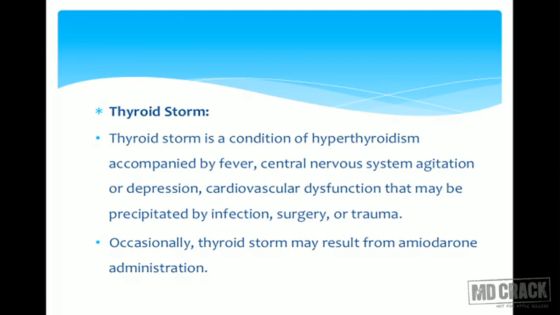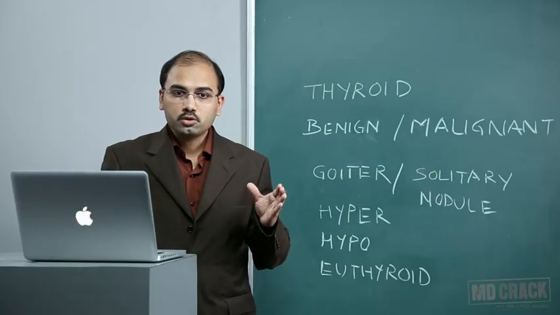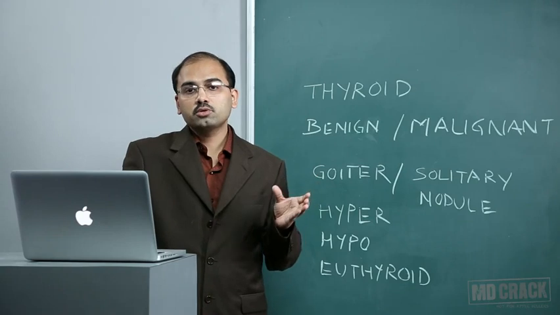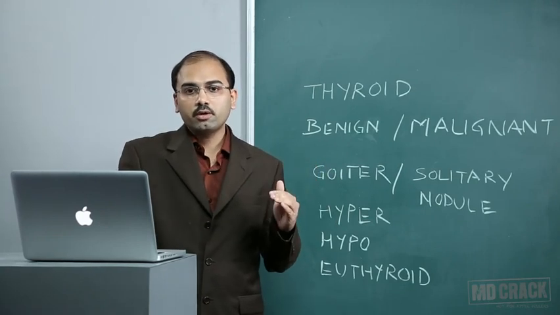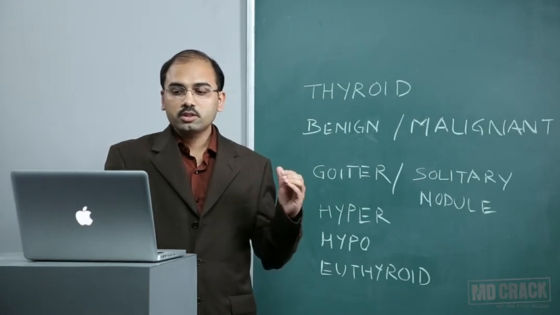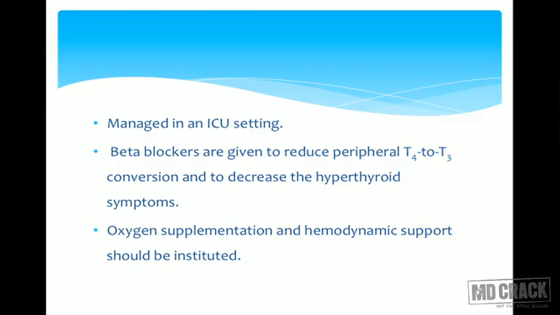Occasionally thyroid storm may result from amiodarone administration. It should be managed in the ICU. Beta blockers are given to reduce peripheral conversion from T4 to T3. As you know, T3 is a very active component. So if you reduce the conversion from T4 to T3, you reduce the activity of thyroid hormones. This conversion is reduced by giving beta blockers. Oxygen supplementation and hemodynamic support should be instituted.